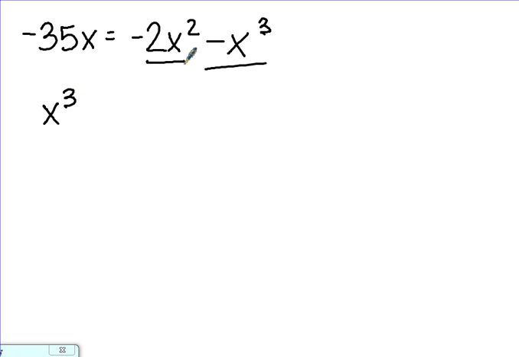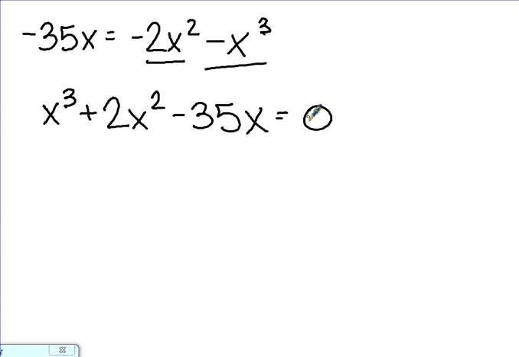X squared is our next term. We're going to move it to the other side of the equal sign to give it a positive 2x squared. And negative 35x is our last term. Now we've written it in descending order. The next thing we're going to do is set the equation equal to 0. Then we're going to factor.